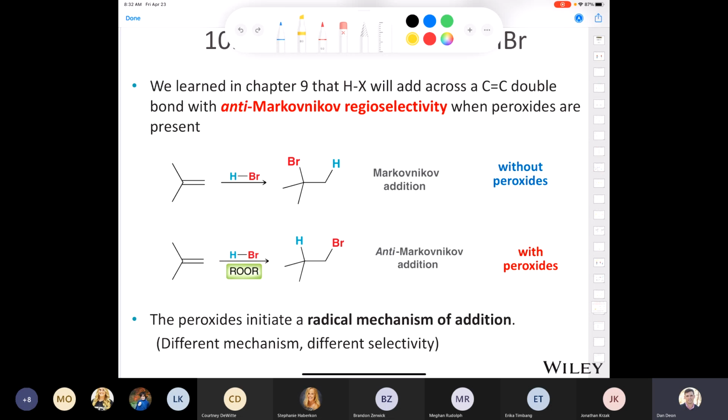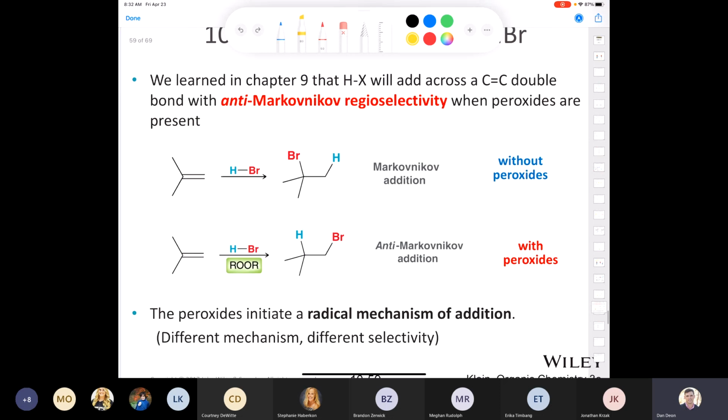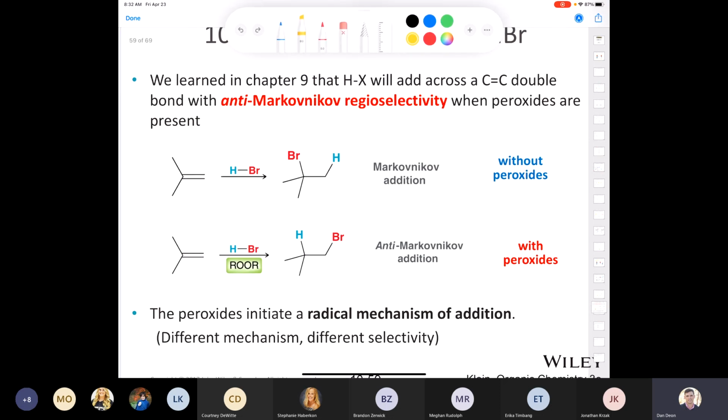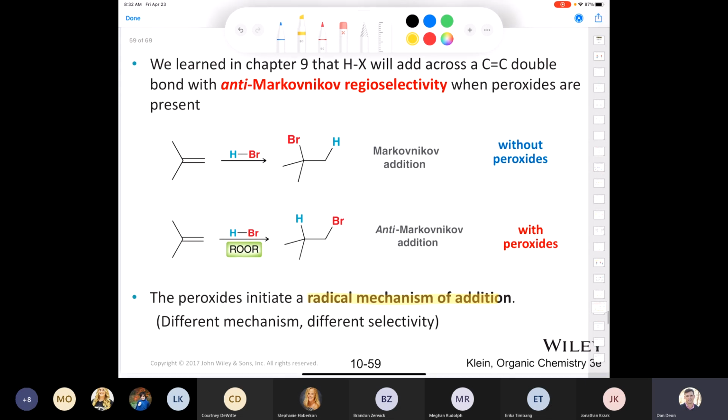But if you remember that back in chapter 9, I didn't go over the mechanism of anti-Markovnikov addition at all, and I told you it would be covered in chapter 10. I don't like to promise things, but I promise if you pay attention to the mechanism for anti-Markovnikov addition, which proceeds via radical intermediates, you are going to understand it, okay? It makes a lot of sense. So it's a radical mechanism, different mechanism and a different selectivity. So let's see how it works.